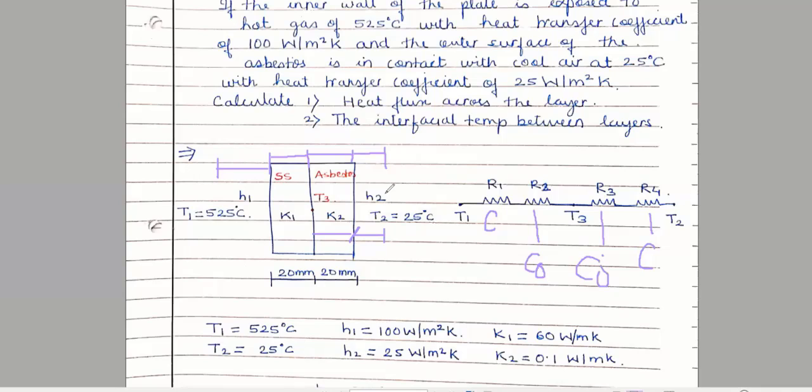Now for example, if this H2, the outer heat transfer coefficient, was not given to you, then how many resistances would there have been? There would have been only 3 resistances, that is R1, R2 and R3. But now we are given the heat transfer coefficient of the air on the inside and the outside also. So that's why there are in all 4 resistances. I hope this is clear.